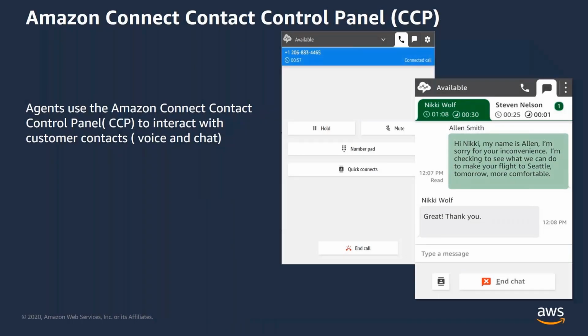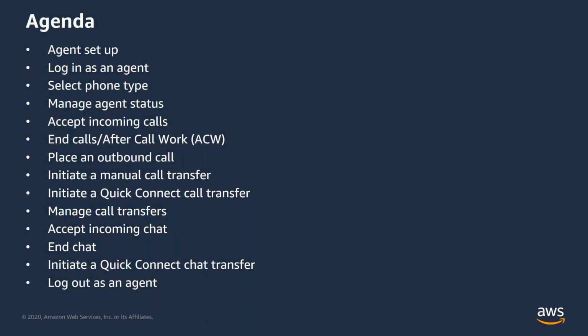In this video, I will be delivering a training on how agents can use the Amazon Connect CCP to receive calls, chat with customer contacts, transfer these contacts to other agents, put customers on hold, and perform other key agent tasks. As a part of this training, I will walk you through the minimum requirements for an agent workstation setup, how to log in as an agent, select your preferred phone type, and manage your agent status.